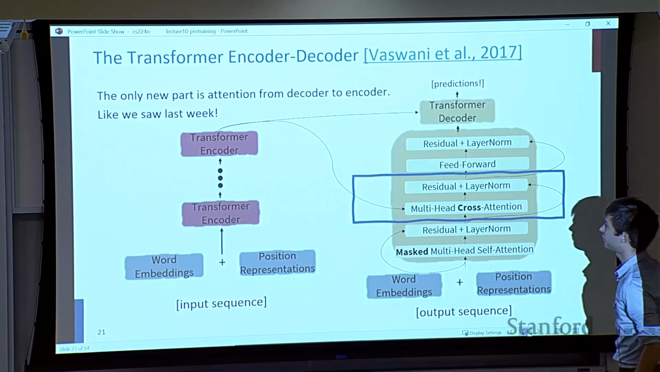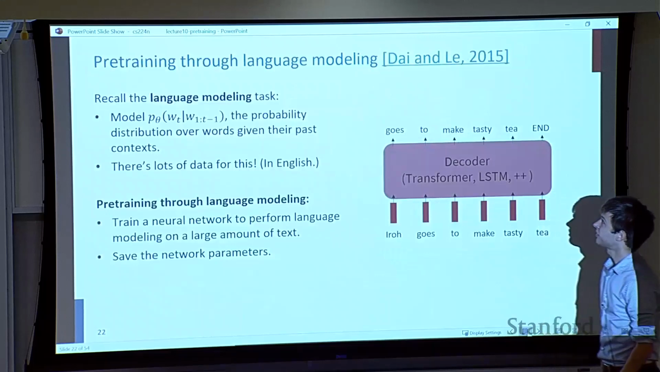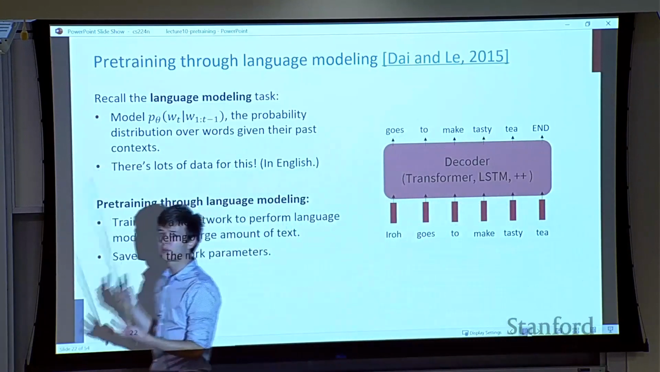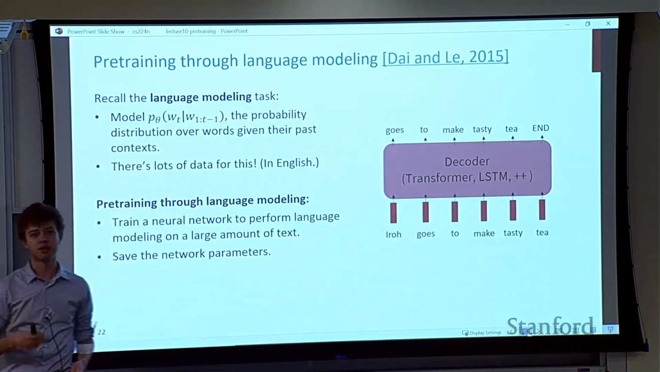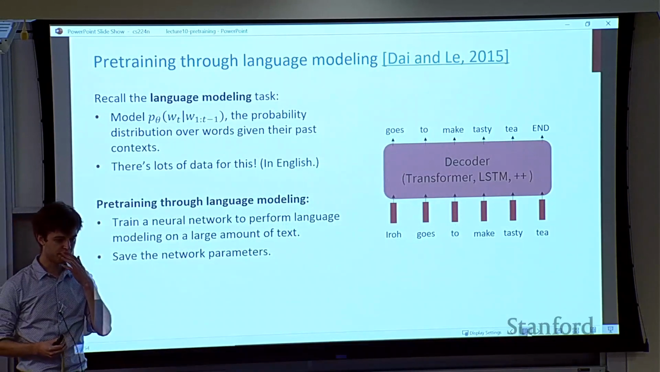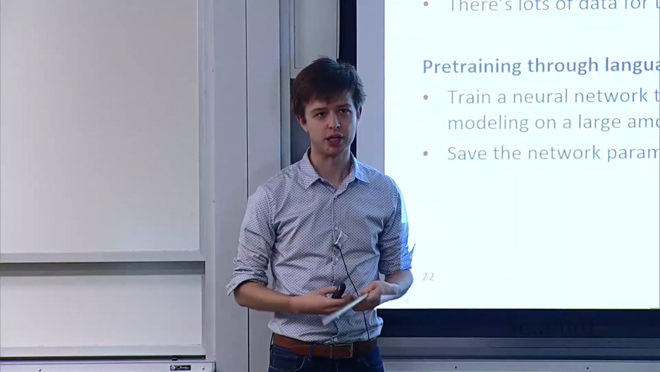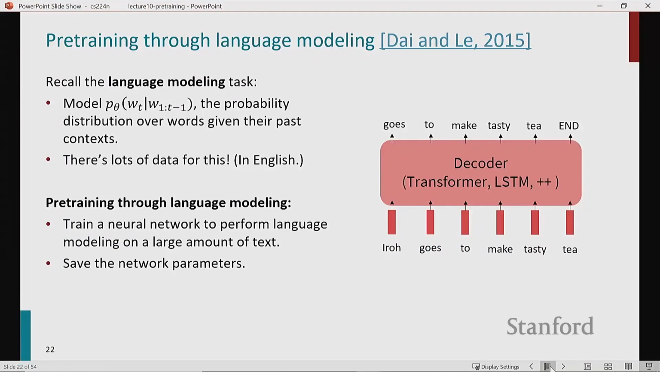Okay, so that's been review. Let's talk about pre-training through language modeling. We've talked a little bit about this before, and we've seen language modeling in the context of maybe just wanting to do it a priori. Language models were useful, for example, in automatic speech recognition systems. They were useful in statistical machine translation systems.